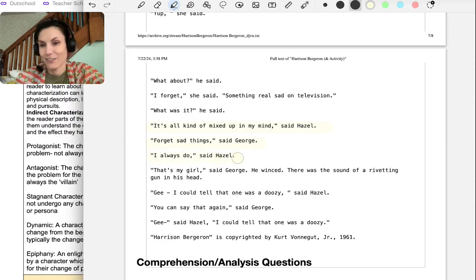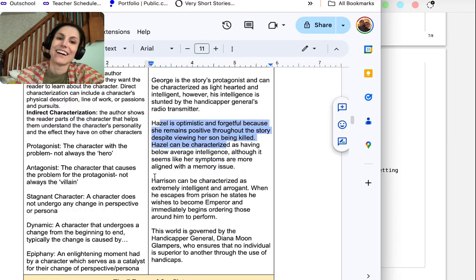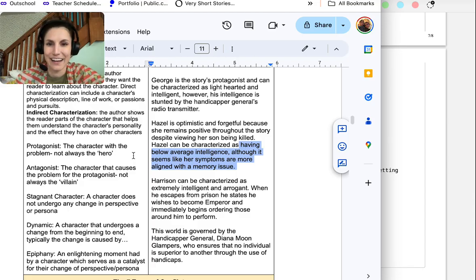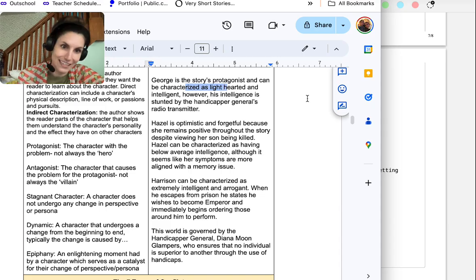This is characterization. She's obviously optimistic, but as far as the story, she would be characterized as having below average intelligence. But I'm making an interpretation. These symptoms are more aligned with a memory issue or a recall. She doesn't have the ability to recall anything, kind of like the fish in Finding Nemo. And then George, I have him lighthearted, intelligent, although it's stunted.